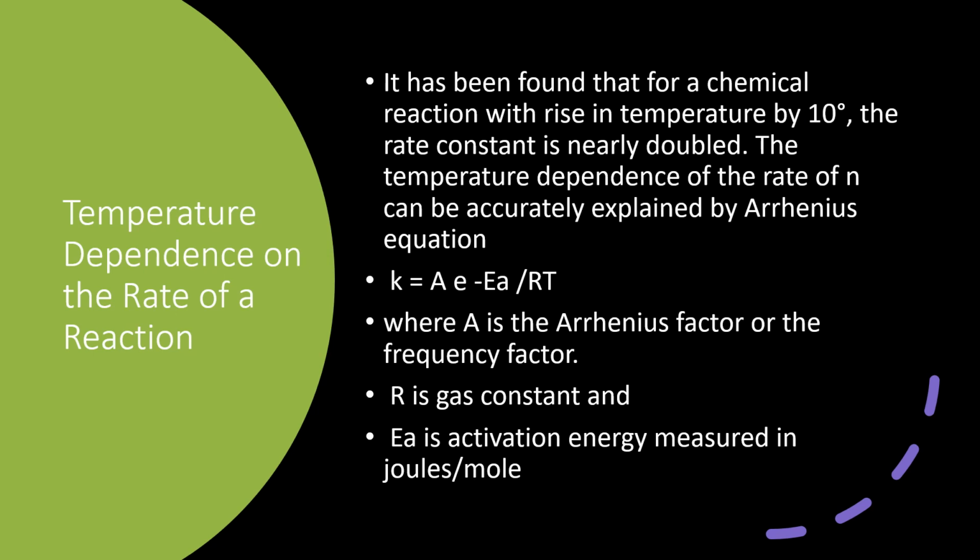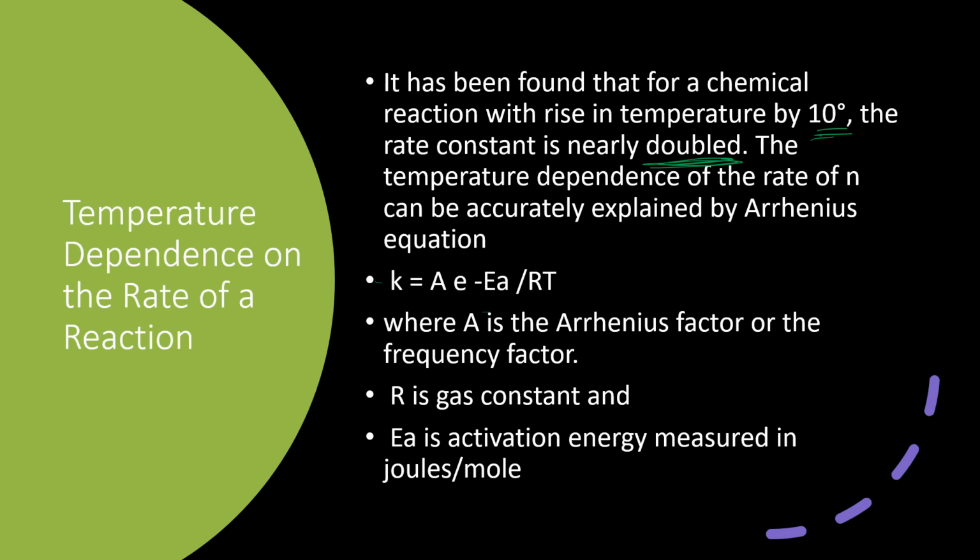Next factor we are discussing is temperature. We know that when temperature increases, the reaction rate considerably increases. That is, by an increase in temperature of 10 degrees, the rate constant is nearly doubled. The reason is that every chemical reaction requires a minimum energy to take part. So when we increase the temperature, the energy possessed by the molecules increases, as a result the reaction rate increases. We'll explain with the graph next.